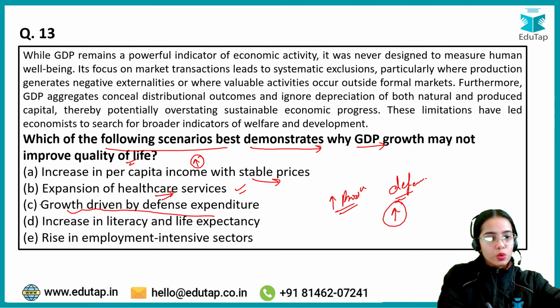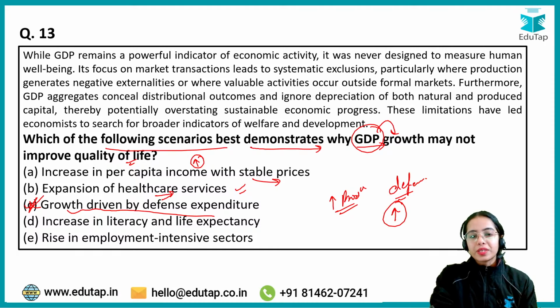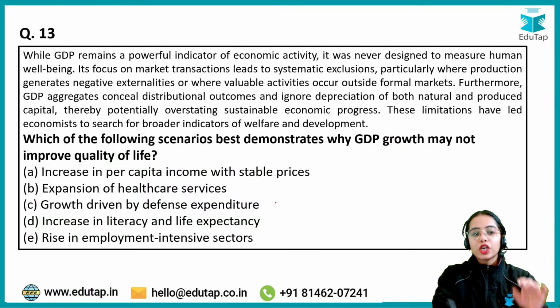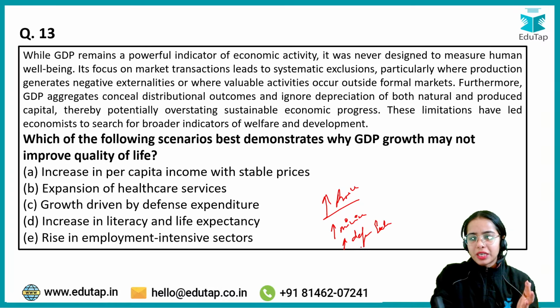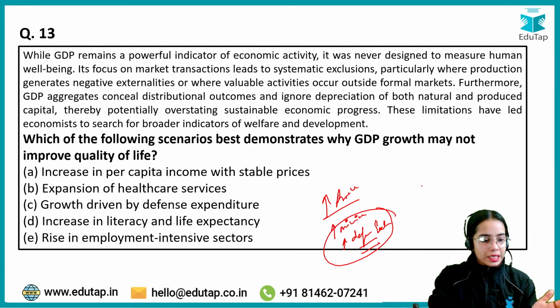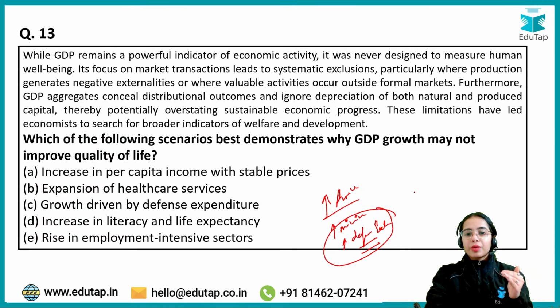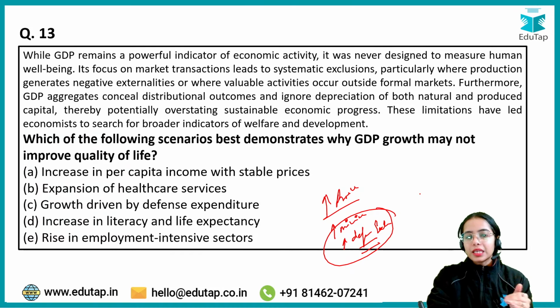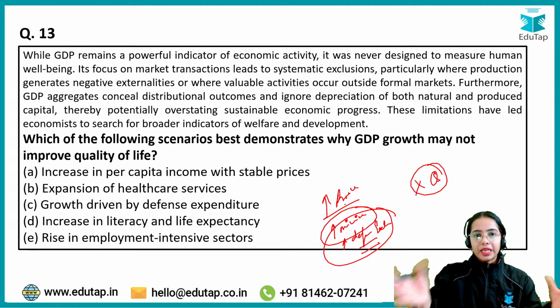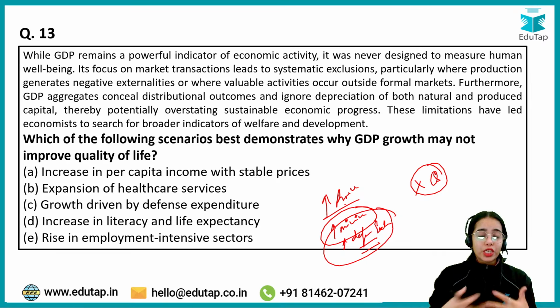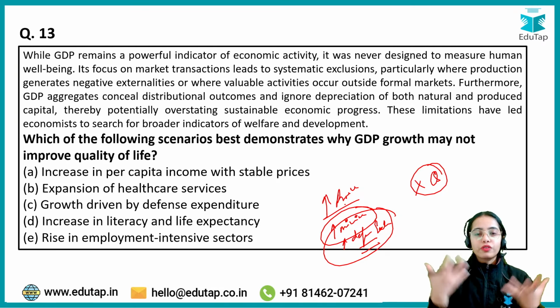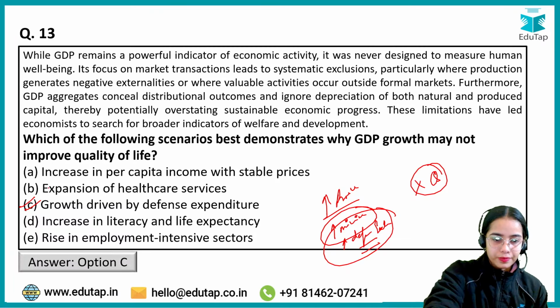Why GDP growth, or in which of the following scenarios GDP growth may not improve quality of life? In the case where the production is increasing because of, let's say, mining, or the defense expenditure is increasing, the production is increasing, but even with the increase in production, the quality of life might not be improving. In the nearby areas where the mining is happening, there might be a lot of pollution, a lot of chemicals, a lot of particulate matter in the air that can harm the health of the people. So C is the answer.